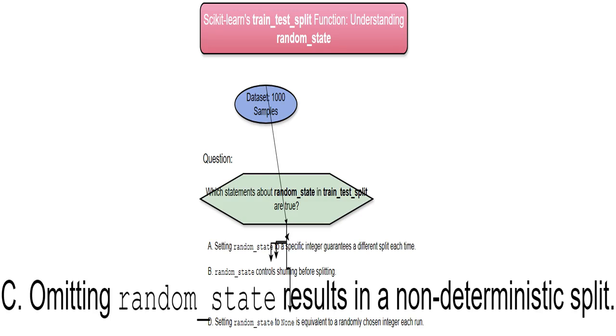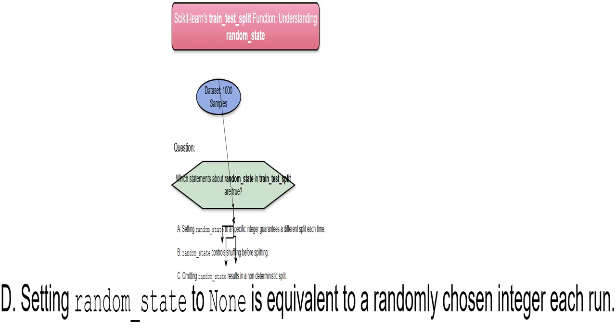This option is crucial because it explores the case where _random_state isn't specified. It tests if we know what happens when no seed is set. Will the split be consistent across multiple runs, or will it change? This option tests our understanding of the None value for random_state.